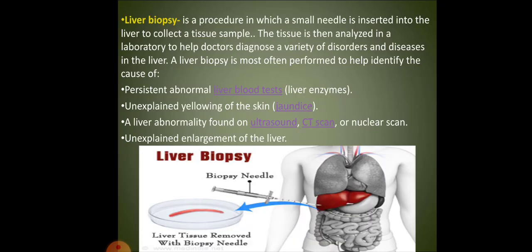Next is liver biopsy. It is a procedure in which a small needle is inserted into the liver to collect a tissue sample. So here we can see how liver biopsy is done. The tissue is then analyzed in a laboratory to help doctors to diagnose a variety of disorders and diseases of the liver. Liver biopsy is most often performed to identify the cause of persistent or abnormal liver blood test, unexplained yellowing of the skin, a liver abnormality found on ultrasound, CT scan or nuclear scan, or unexplained enlargement of the liver.